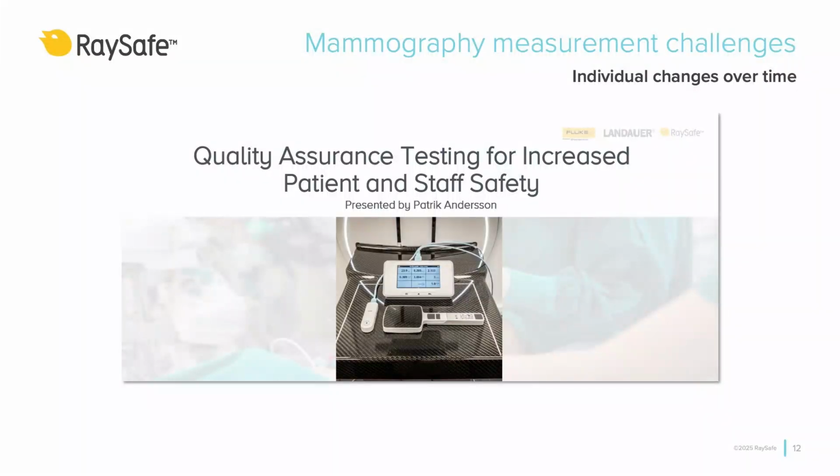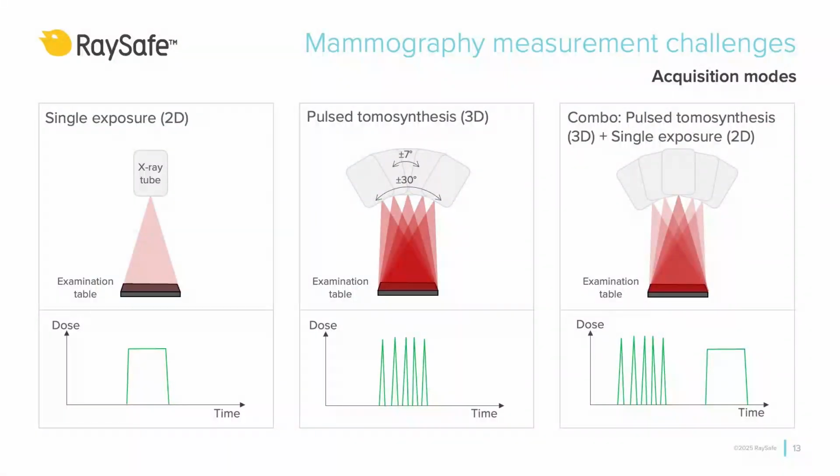And I recommend having a look at our webinar, Quality Assurance Testing for Increased Patient and Staff Safety, where we talk more about tube aging in general. Other differences between machines are acquisition modes. Those refer to the different methods used to capture breast images depending on the technology and purpose of the examination. There are several different acquisition modes, but on this slide we will focus on the most common ones used during screening procedures.